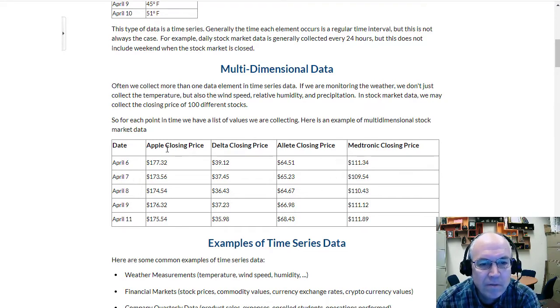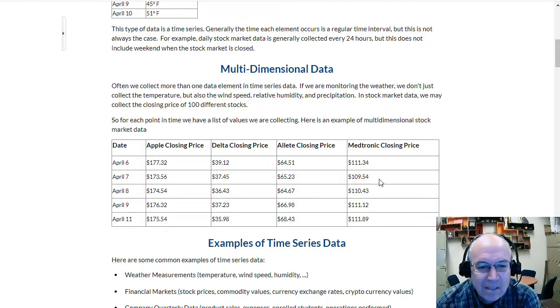So we have four different companies here, and every row here is observations at a certain point in time, and every column here is a different feature or different thing we're observing, and each observation is at a different point in time. So that's kind of more standard: this multi-dimensional time series data that we'll be working with.